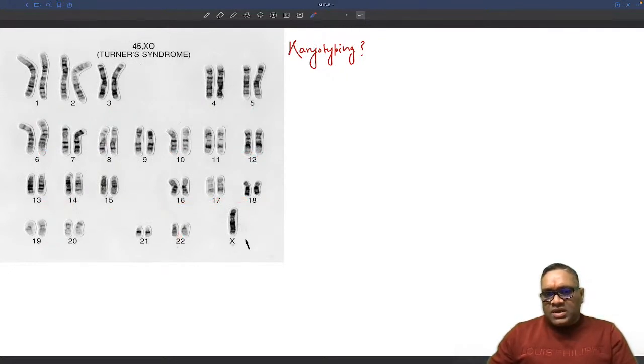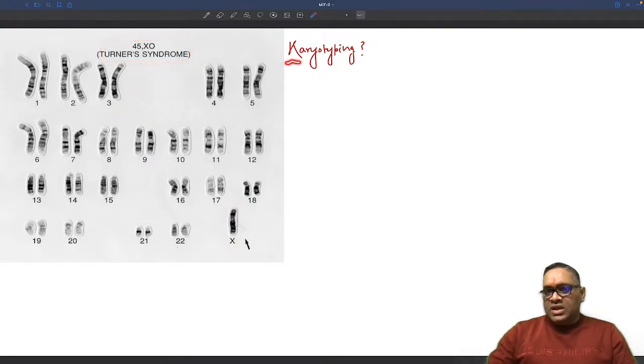So where is the problem? Here you are seeing only one X chromosome. There is no other pair, because chromosomes are all paired. Here it is not having any pair. So this is the 45XO. That is why it is called 45XO Turner syndrome.